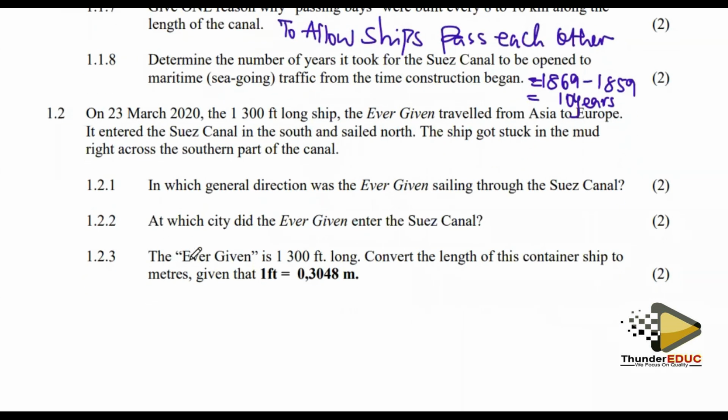One point two. On 23rd March 2020, the 1,300 feet ship, the Ever Given, traveled from Asia to Europe. It entered the Suez Canal in the south and sailed north. The ship got stuck in the mud right across the southern part of the canal. In which direction was the Ever Given sailing through the Suez Canal?